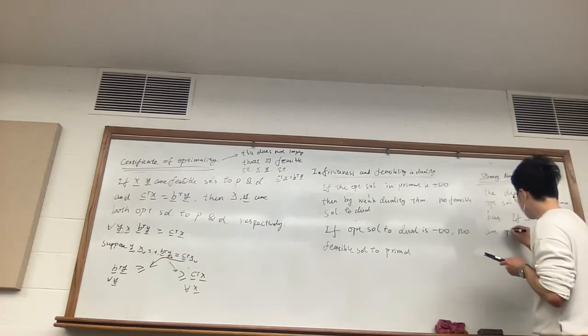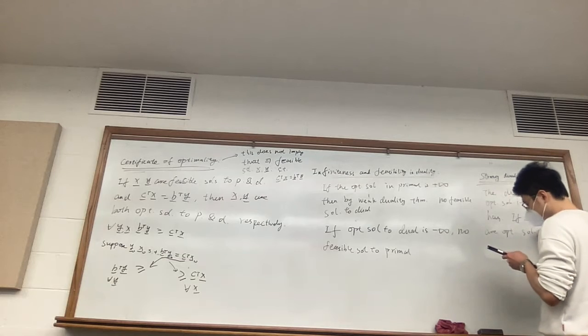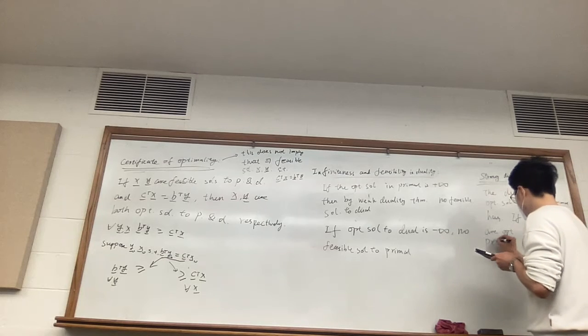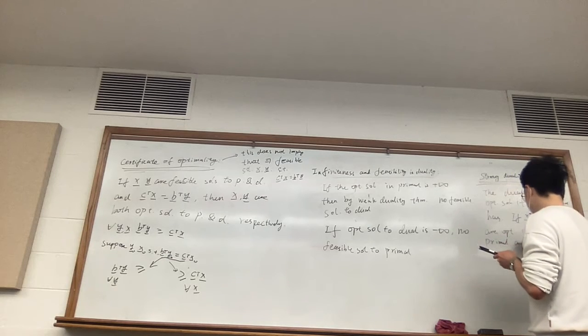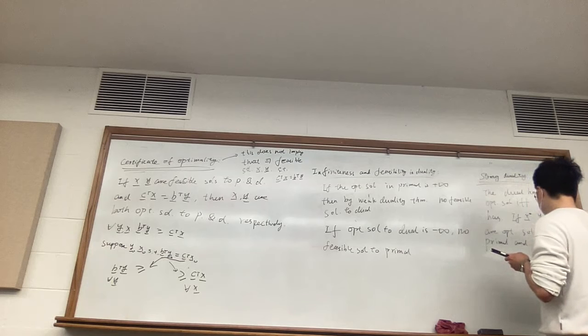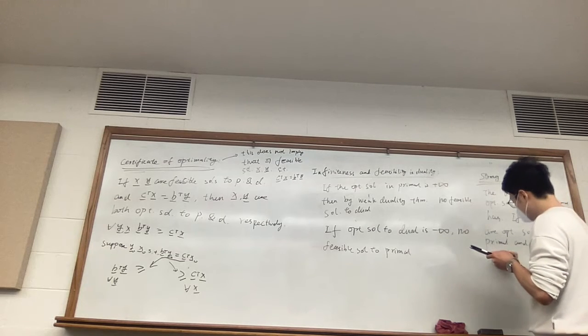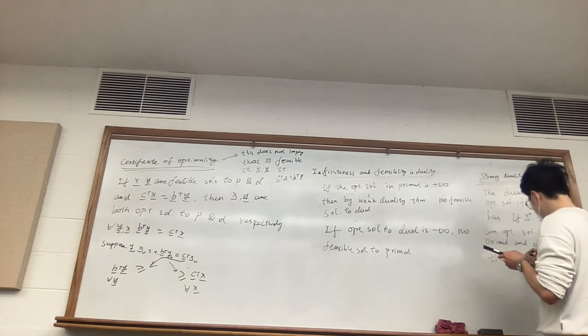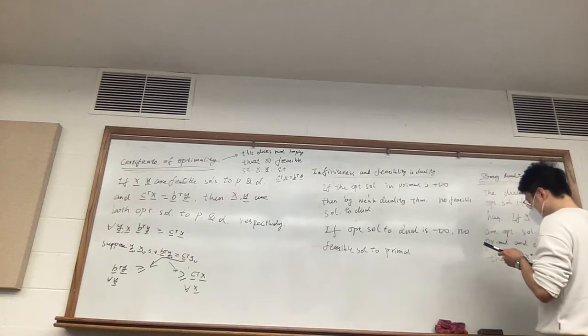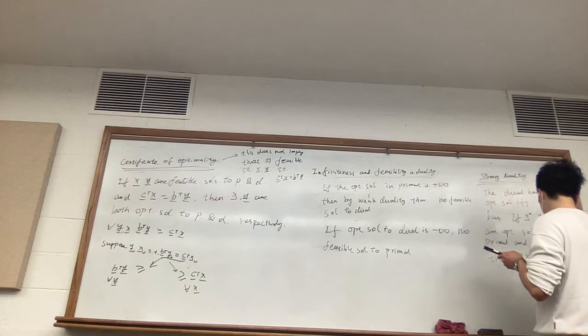are optimal solutions to primal and dual, C transpose x star is equal to B transpose y star.